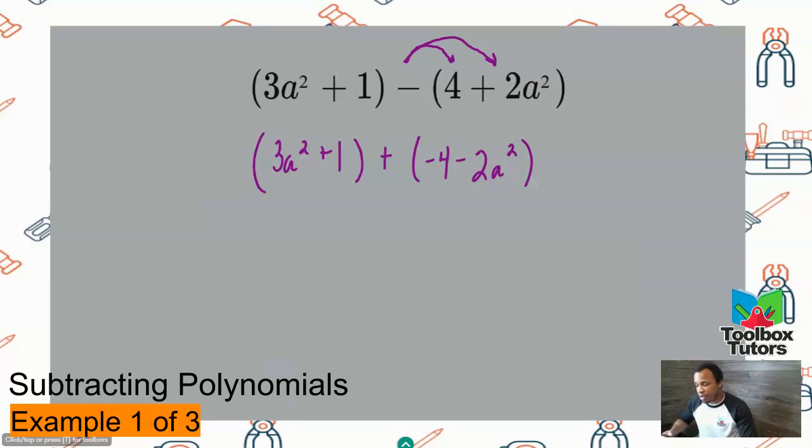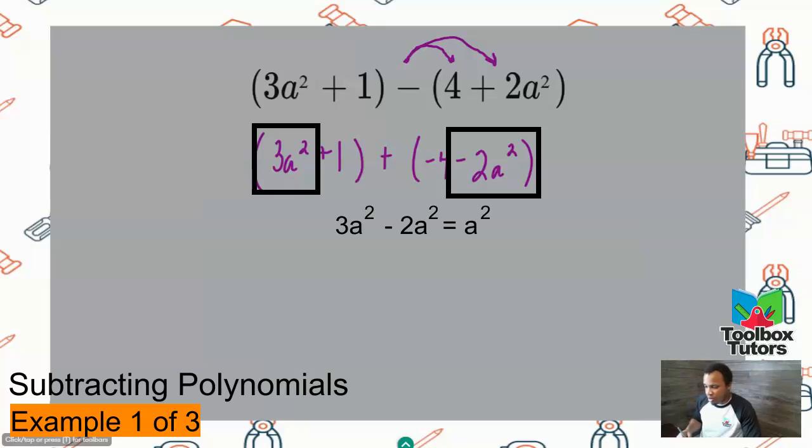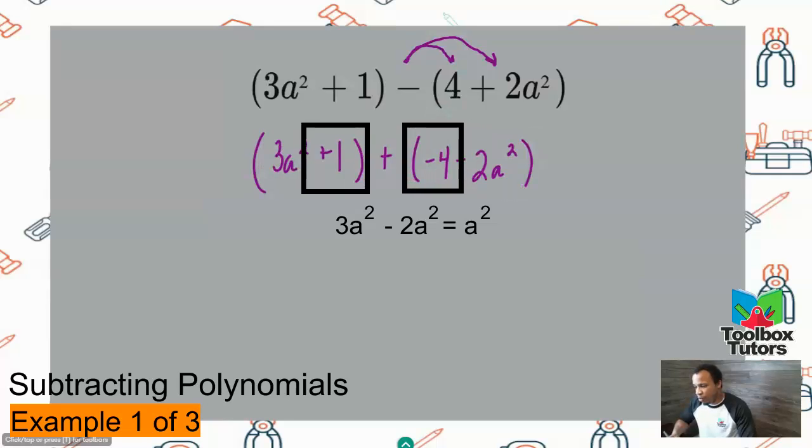So now from here, all we need to do is add like terms. So here we have 3a squared and we have negative 2a squared. So if we have 3a squared and subtract 2a squared, what we wind up with is 1a squared. And next we have 1 minus 4. And 1 minus 4 gives us negative 3. And here we have our answer of a squared minus 3.